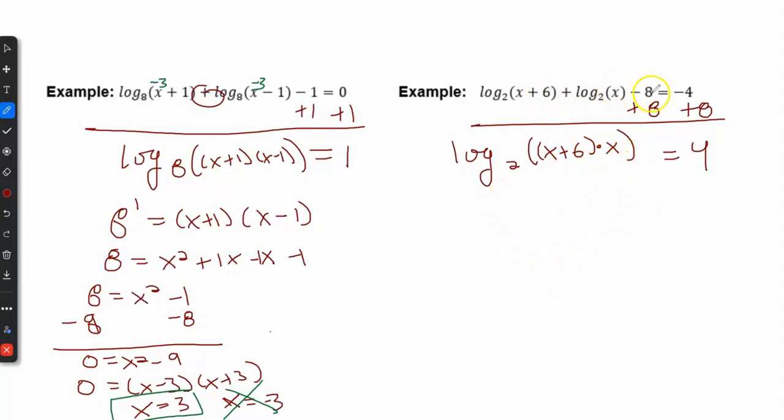So x plus 6 times x, I can loop it. 4 squared equals x times x plus 6. 16 equals x squared plus 6x.